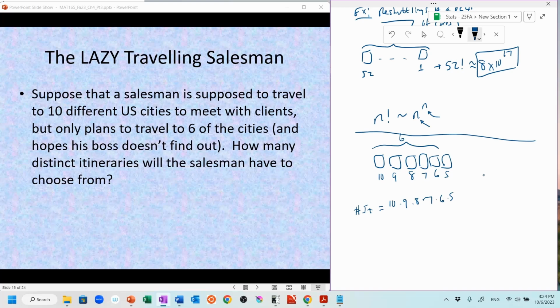And again, I guess I could type this into the calculator, but we could imagine having 30 cities to visit and picking from 15 of them. And we wouldn't want to type that in. So let's try to come up with a formula that we can write a little more concisely.